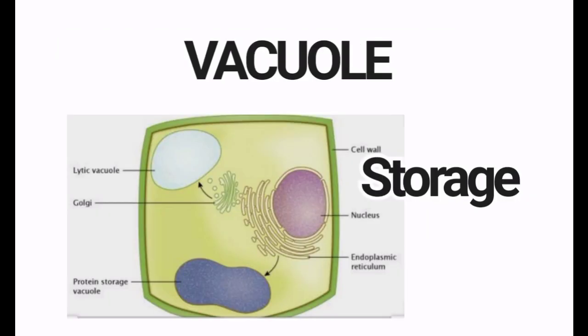Vacuole, this is the storage of the cell. This is where the water or other substances needed by the cell are stored, and this is also where the digested, worn out organelles and toxic substances done by the lysosomes are being stored.